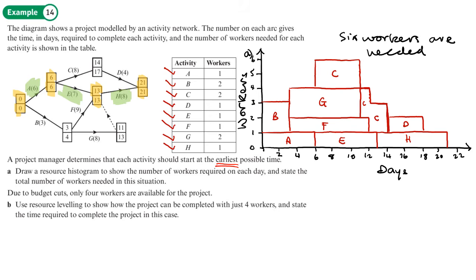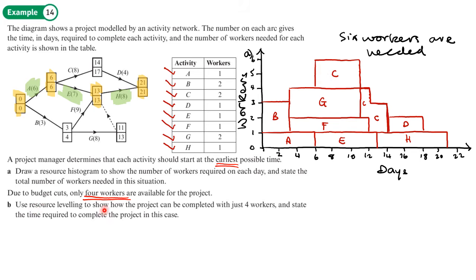Right, let's move on to part B. Now it says here, due to budget cuts, only 4 workers are available for the project. We saw that we needed 6. There's only going to be 4 available. So that means that the height of our histogram can only go up to here. So we're going to have to do something about this in a minute.